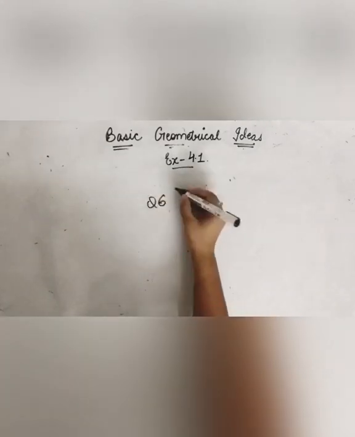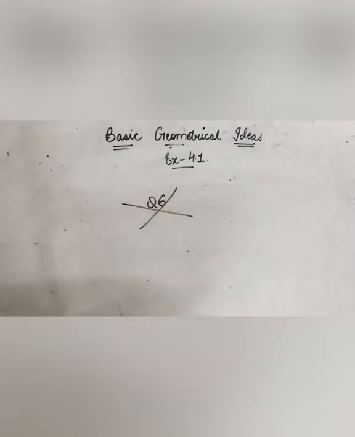You don't have to do question number 6. We are omitting question number 6. Exercise 4.2. First question you have to do in your book itself and you have to do it yourself. The question is very simple. You have to classify open or closed curves.